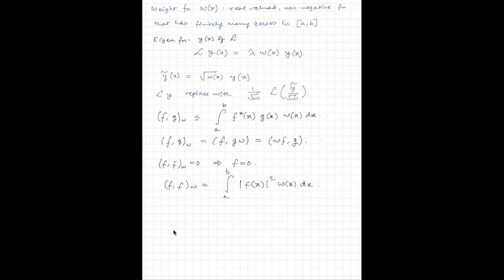Okay. All right. So the first property of this Sturm-Liouville operator, after we have done all of these things, is that the Sturm-Liouville operator has real eigenvalues.